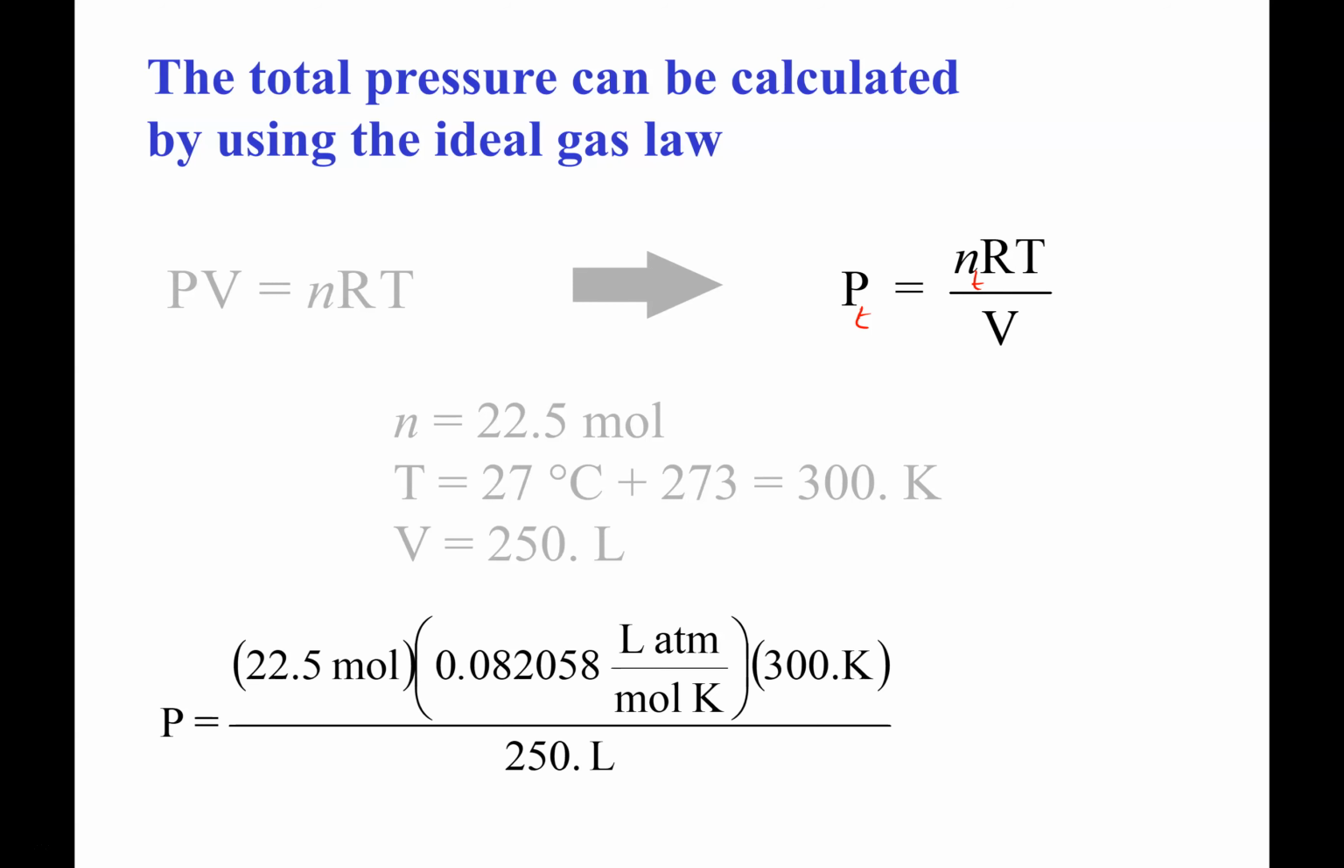So now plugging in, again, I'm going to put a little T subscript next to that P. The total pressure, which is one of the things we're supposed to find, is equal to the total number of moles, which was 22.5 moles, times R, 0.082058, the units of R being liters atmospheres per mole Kelvin. The Kelvin temperature was 300 Kelvin. Then in the denominator, we just have the volume, which was that 250 liters.